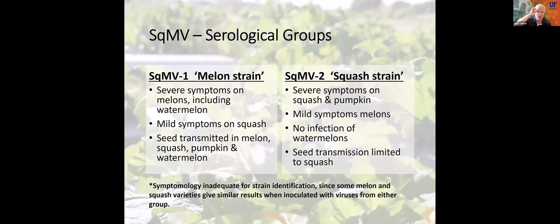Whereas squash mosaic virus 2 seemed to be more severe on squash and pumpkin, was more mild in the melons, and was unable to infect watermelons, and seed transmission was only limited to squashes. But it's important to remember that you can't rely on symptoms alone to tell which host it was causing, because they have found in some studies that both groups can cause similar symptoms on both melon and squash varieties, depending on the variety itself and also the environment.